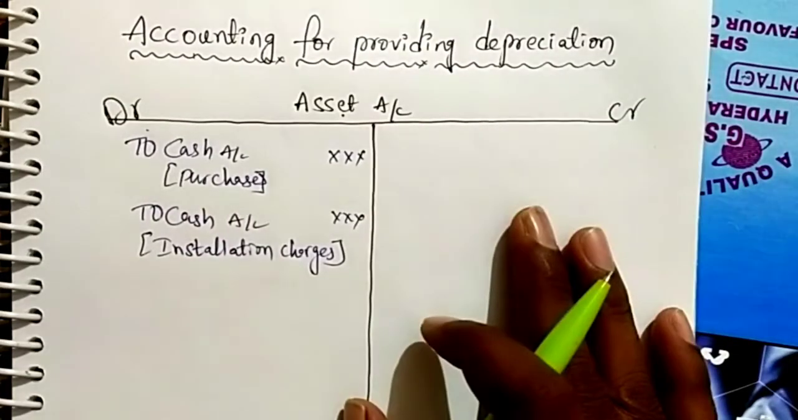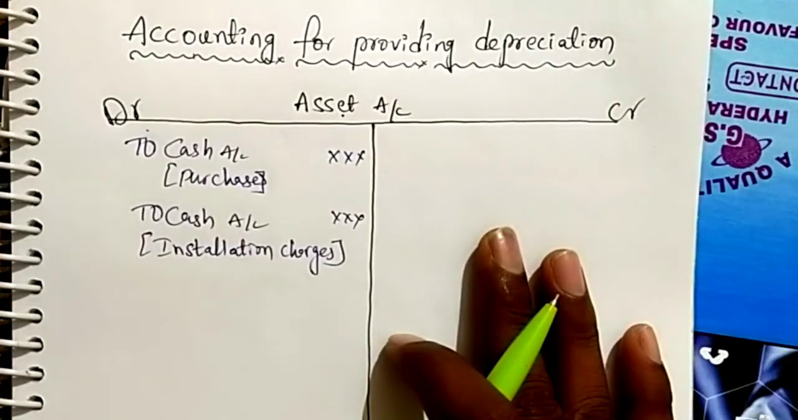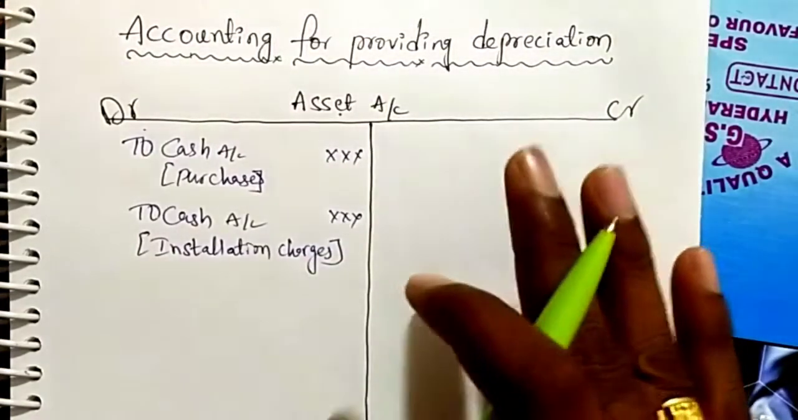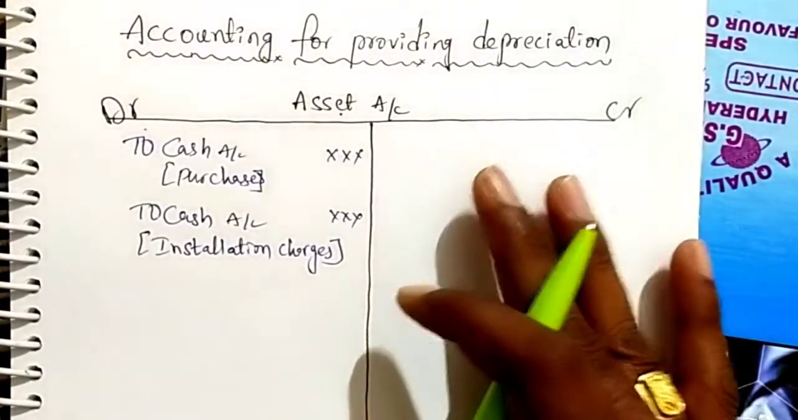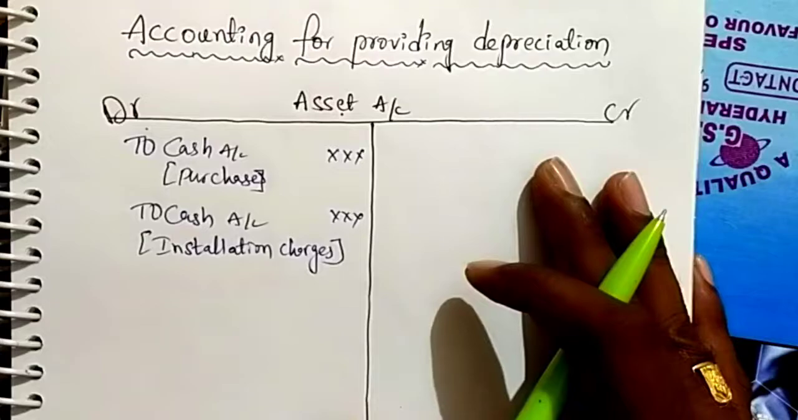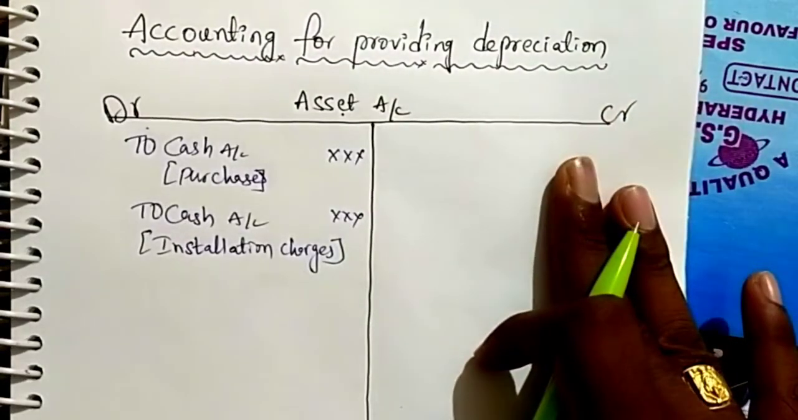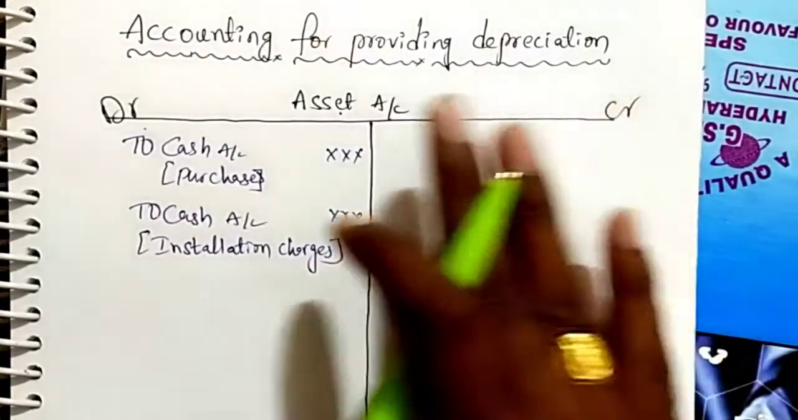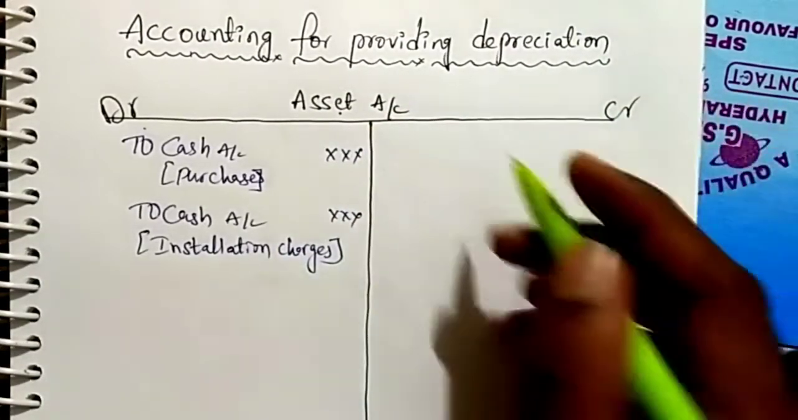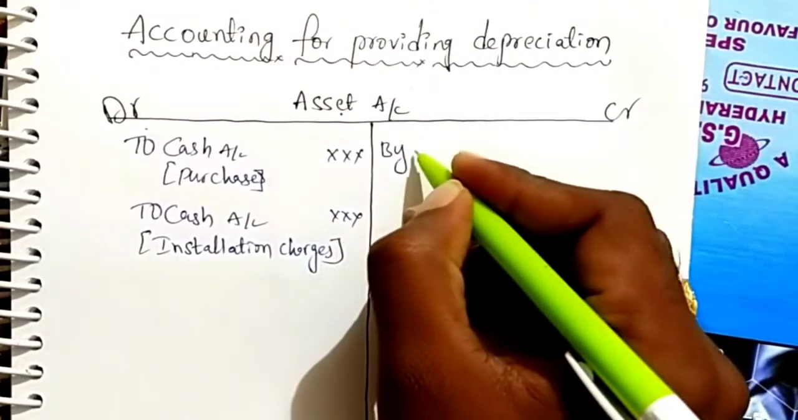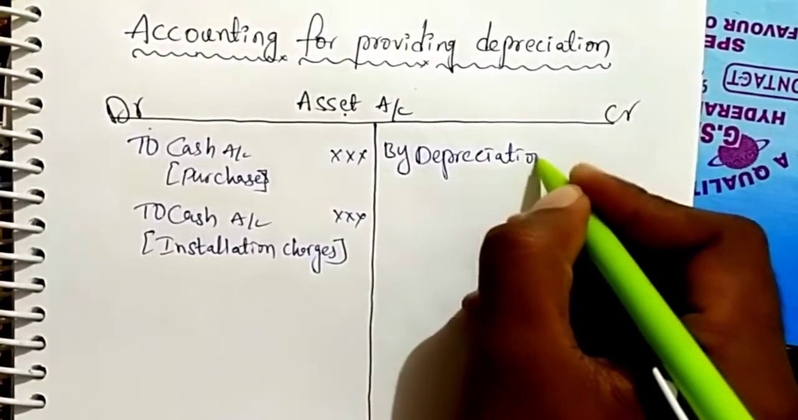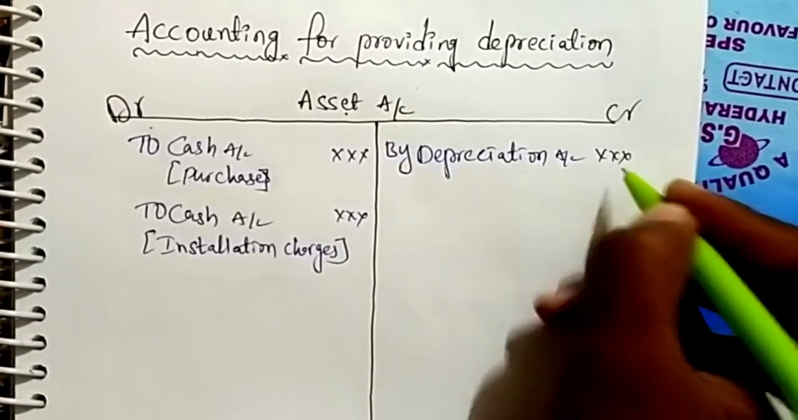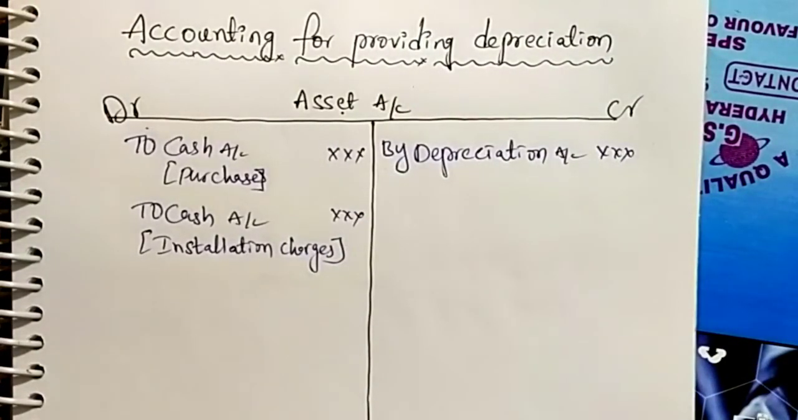Next, end of the accounting period. That accounting period may be either financial year or calendar year. So whatever year it may be, at every end of accounting year, we have to provide depreciation. So at the time of providing the depreciation, the asset value will decrease. So at the time of decreasing the asset, that asset account is credited. So we have to write in the credit side by depreciation account. That's it.